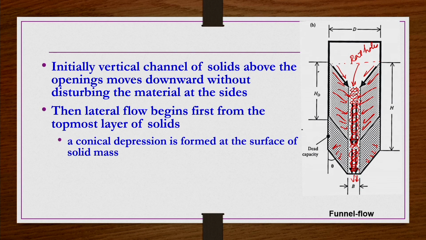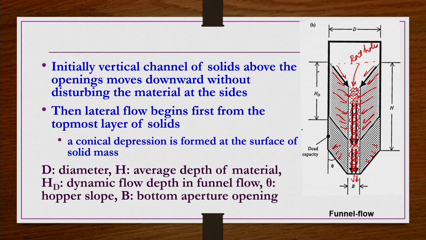Okay. So, there will be a conical depression at the surface of the solid mass. Here again, d is the diameter, h is the average depth of the material, hd is the dynamic flow depth in funnel flow, theta is the hopper angle, and beta is the aperture opening, right. Here in this process, let us say this material has been withdrawn. It is shown as two sections; up to this section the material is withdrawing, or you might have established a steady flow rate, let us say.